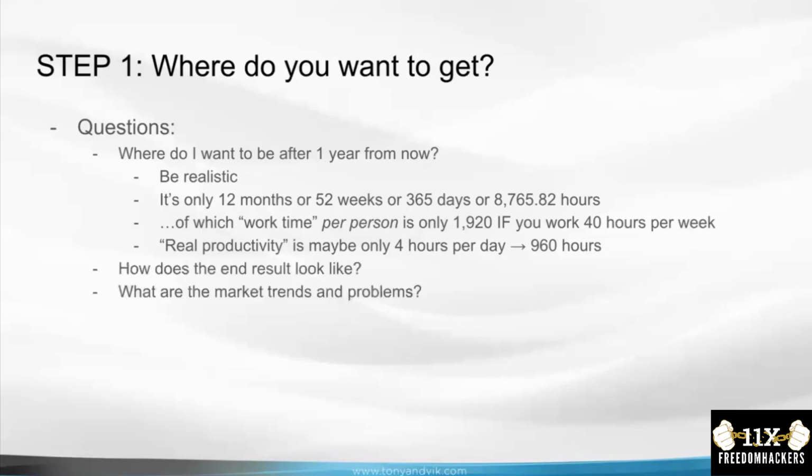So how does the end result look like? What are the market trends and problems? Let's say we are looking at the product category we are in right now, not the top category, but the subcategory. Is the trend going up? Are the prices decreasing? Are there some changes coming up that could drastically change this market? What are the different upcoming trends? What are the actual threats that could impact the niche that we are in, or the product that we're selling?